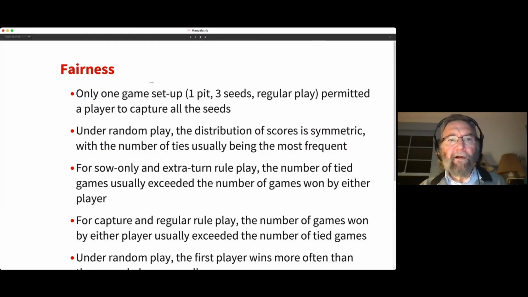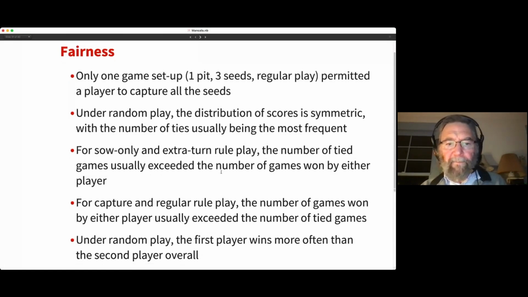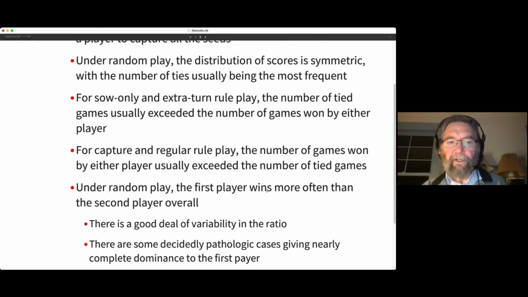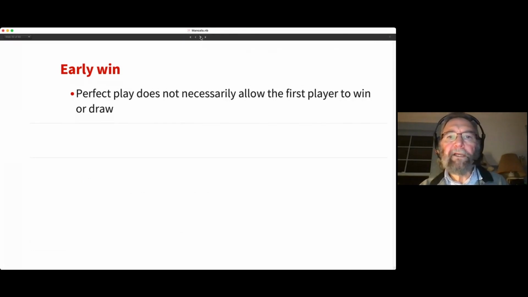Okay, fairness. Generally, things are fairly even. There's a slight favor toward the second player for the most part. We saw with random play, the first player wins more often. Okay, early win decidability. Perfect play does not always necessarily allow the first player to win or draw. We saw cases where player 2 would be able to do that.